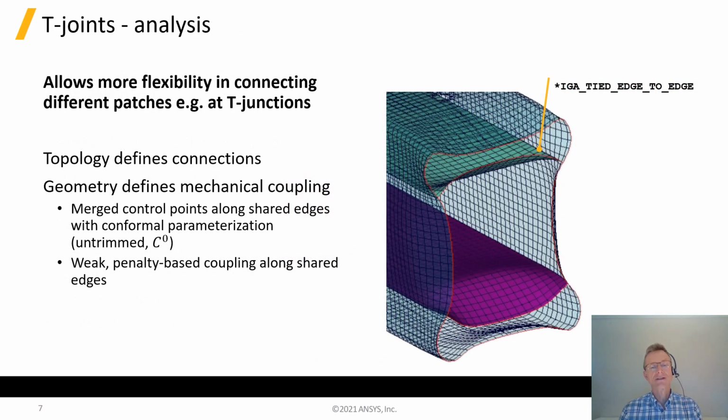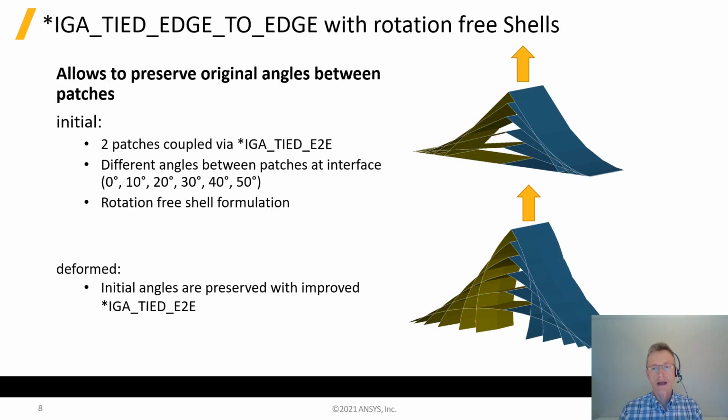A new feature is that surfaces can be joined with edge-to-edge tied contact without needing to split the geometry of this outer blue tube along the join line. And this tied contact couples rotations as well as translations.